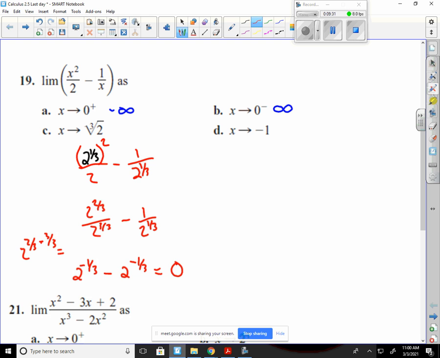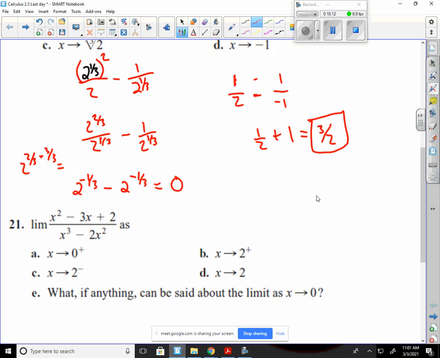Part D, I'm looking for as it approaches negative 1. Think about plugging a negative 1 in. Negative 1 squared is 1 over 2. And then that's minus 1 over negative 1. So really that turns into a plus. So it's 1/2 plus 1, which would be 3/2. So you can't just assume for these ones that it's going to go to infinity or negative infinity. Some of them you're going to actually be able to find a limit for. Part C was 0, part D was 3/2.